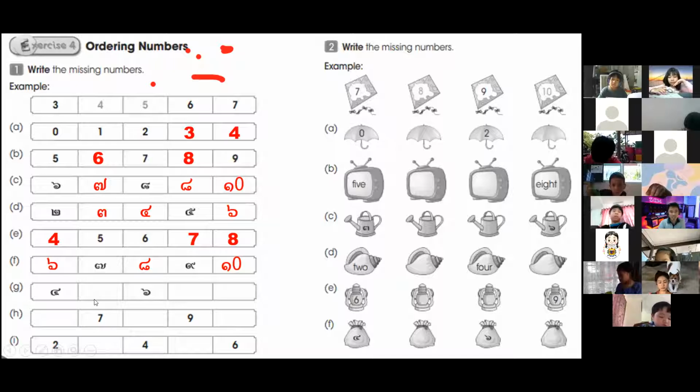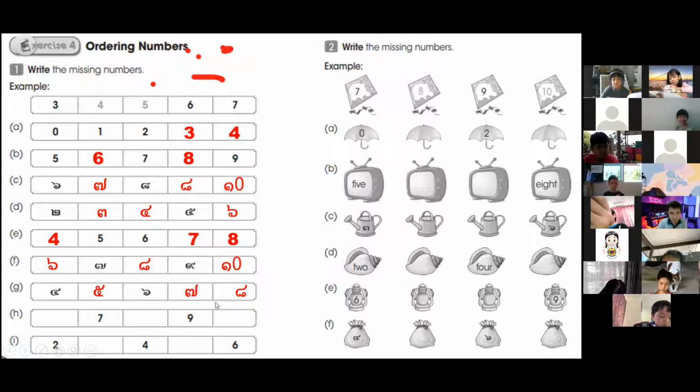Now letter G. This is number 4. Number 4 and number 6. 4 and 6. So what are the missing numbers here? What are the missing numbers? So the missing numbers here are 5, 7, and 8. 5, 7, and 8. Okay.